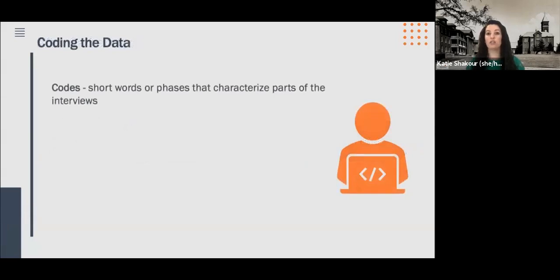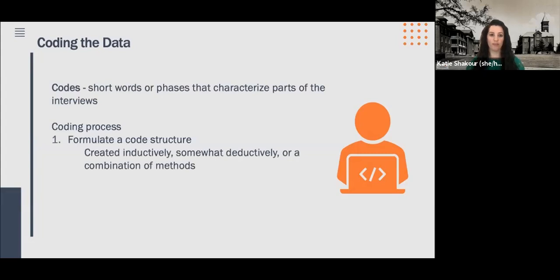Coding the data is the start of processing and analyzing data. And codes are short words or phrases that characterize parts of the interview. To start coding, you want to create a code structure. And there are 3 ways to approach this. You could create it inductively, where again, from the ground up, from the data you've generated in your qualitative research, you would start to think about words or phrases that are important to your research. You could also do it deductively, where you find a set of predefined codes and you use them.